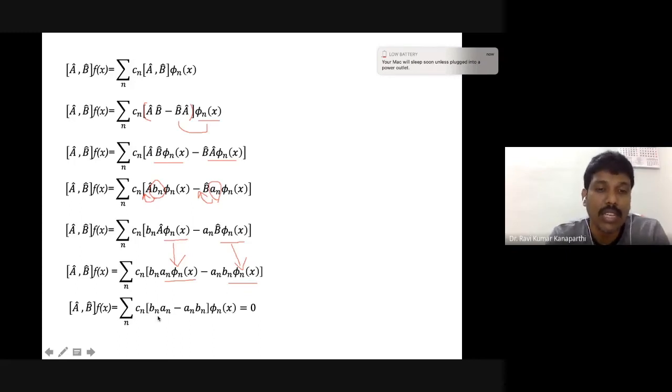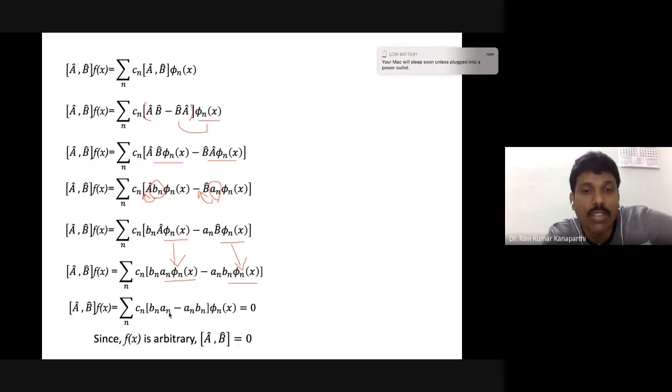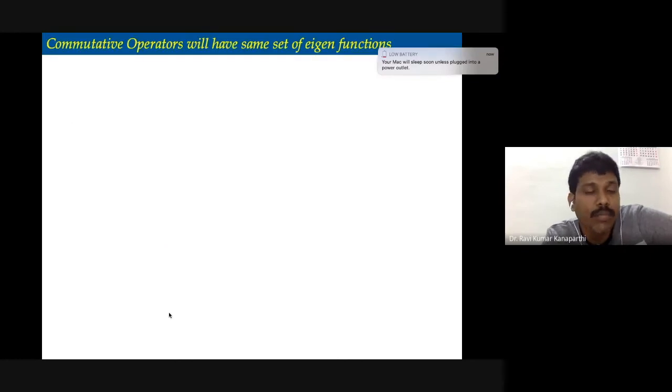Of course, it is very clear these are numbers. Bn and An are numbers. 2 multiplied by 3 is equal to 3 multiplied by 2, right? So on that ground, this commutator becomes 0. Since f of x is arbitrary, the commutator is 0. So that proves the theorem, isn't it?